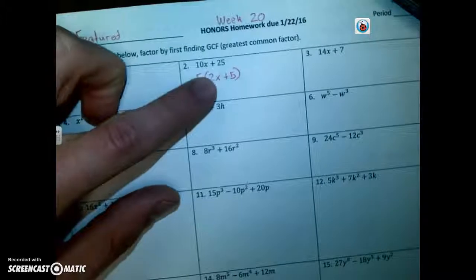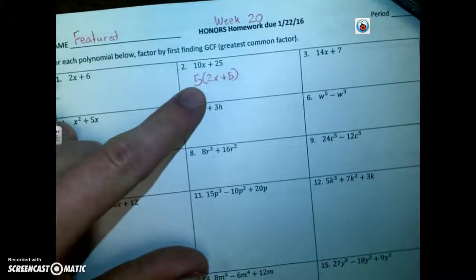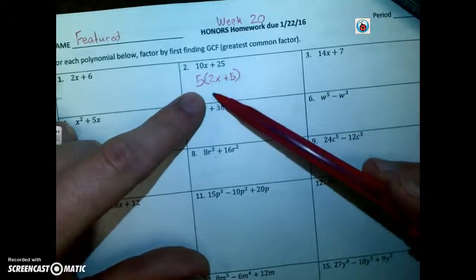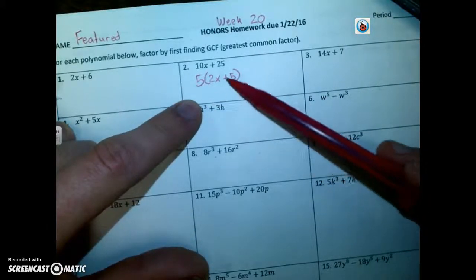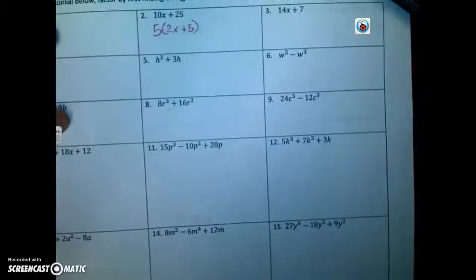So 10 divided by 5 takes me to a 2. 25 divided by 5 takes me to a 5. So this would be our factored answer here once we factor out that greatest common factor. Now remember, you can double check your answer by redistributing this 5, and you should get right back to your original answer. Alright, so let's check one out here like number 8.